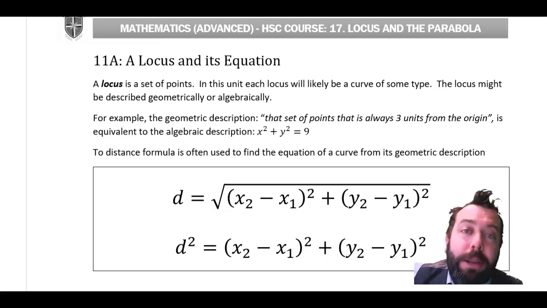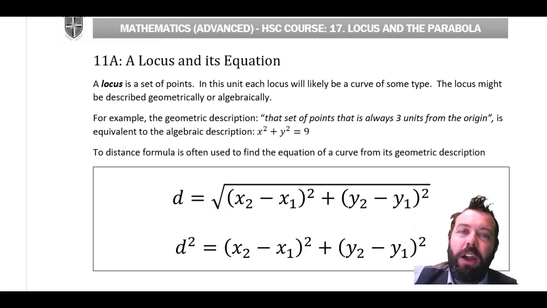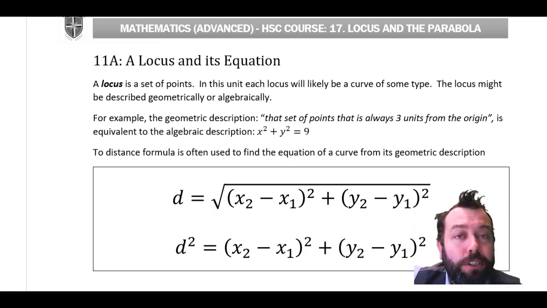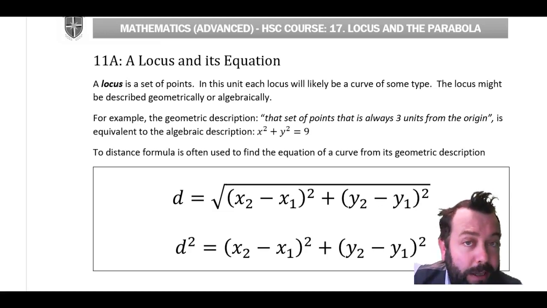I might describe it geometrically. I might say, the locus is those points that are all 3 units from the origin, right? All of those points that are 3 units from the origin. Okay, we know that to be a circle with a radius of 3. That's a geometric description. Alternatively, I might describe that algebraically and say that it is the curve described by the equation x squared plus y squared equals 9. Different ways of describing the same thing.